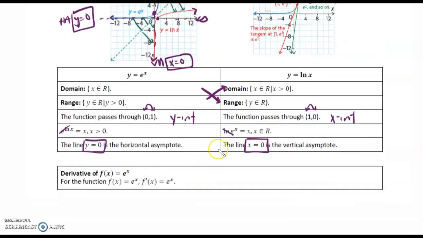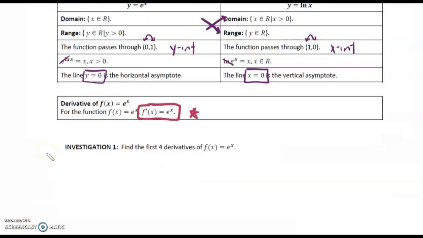Okay, so now the derivative of f(x) = e^x is f'(x) = e^x. That's it. That's the derivative. So the derivative of the function is the function itself.